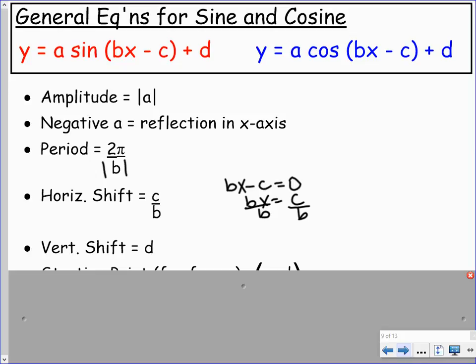D is going to be most like k. So remember, k is that thing that's added or subtracted on the front or the back of your function, so it can be rearranged. You can have D out front, you can have D in the back.